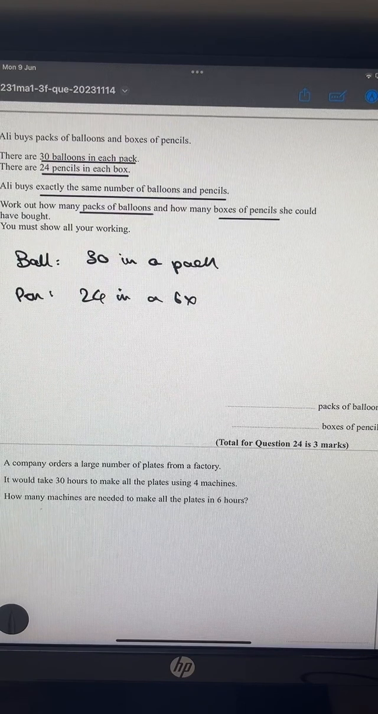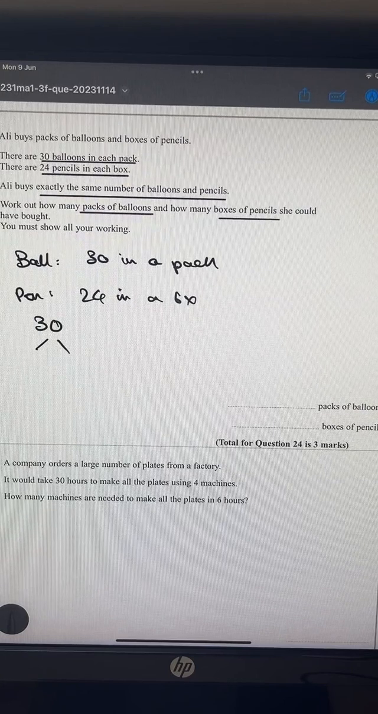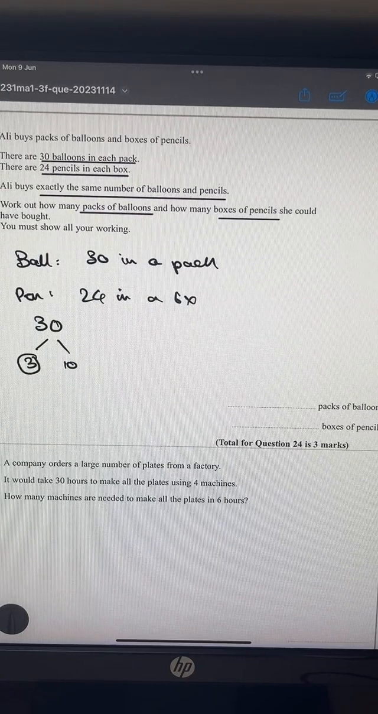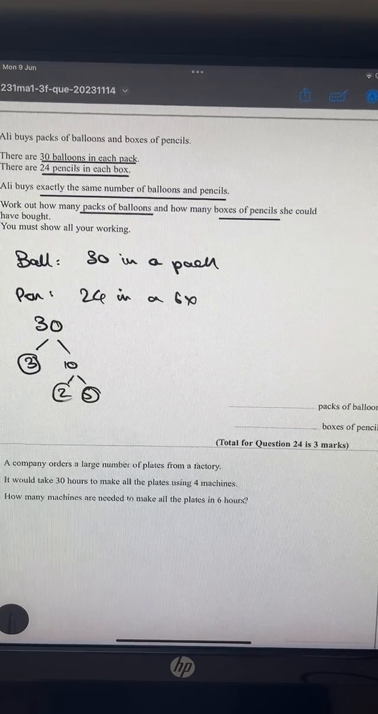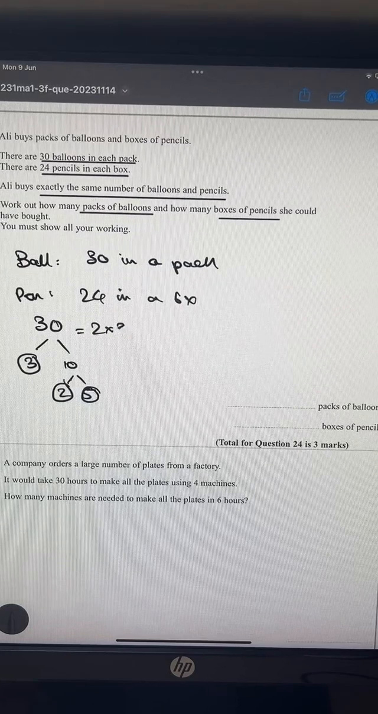So 30, if I break that down, what two numbers could I, just any two numbers, multiply to get 30? 3 and 10, all right? That is a prime factor. What two numbers multiply to get 10? 2 and 5. Oh, cool. Well, that got rid of my 5. So that is equal to 2 times 3 times 5.